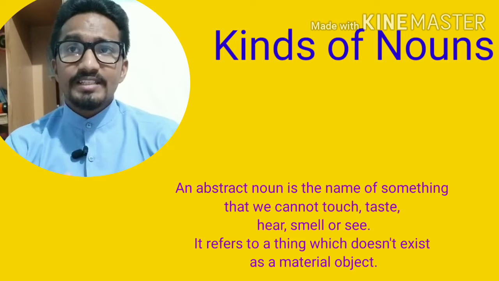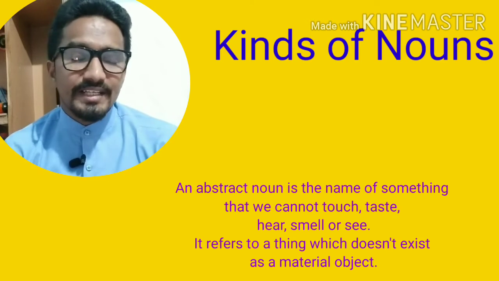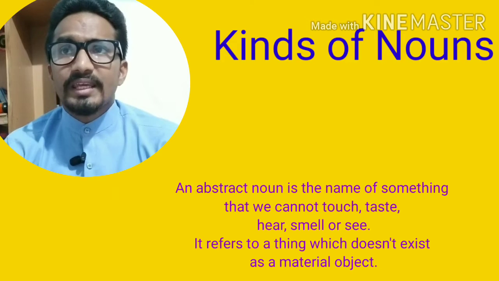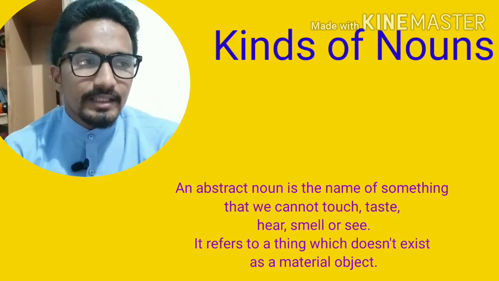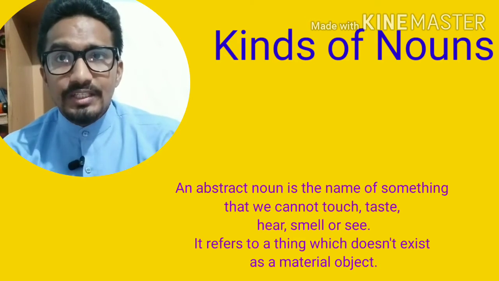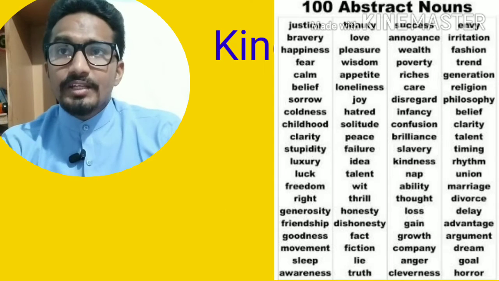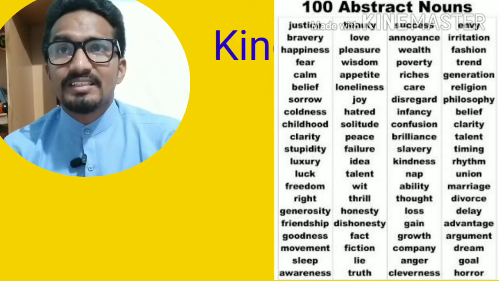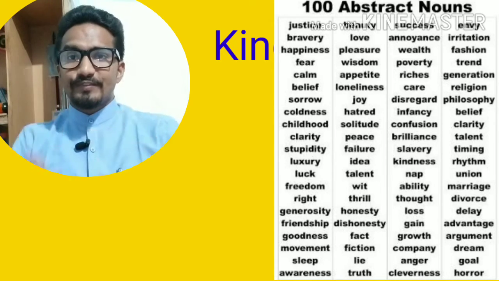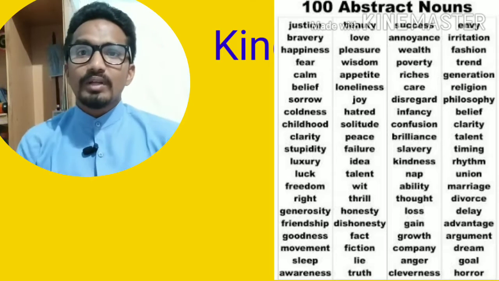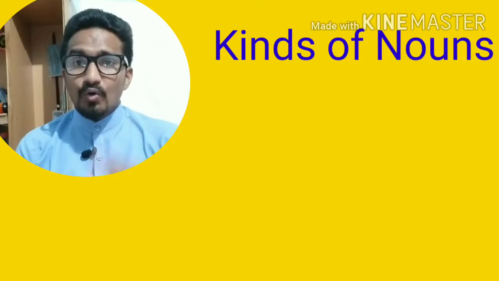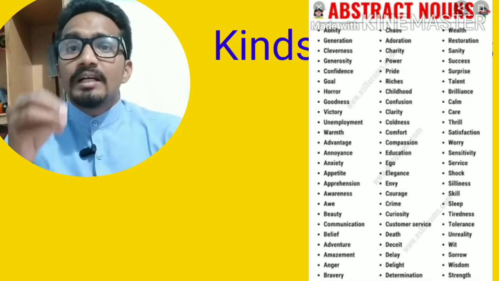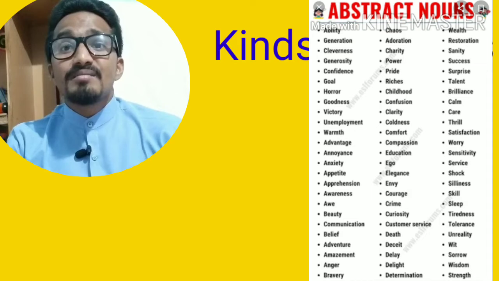In other words, what is an abstract noun? An abstract noun is the name of something that we cannot touch, taste, hear, smell, or see. They are called abstract nouns. It refers to a thing which does not exist as a material object. Now there is a difference between concrete noun and abstract noun. A concrete noun exists as matter, whereas an abstract noun doesn't exist as matter.